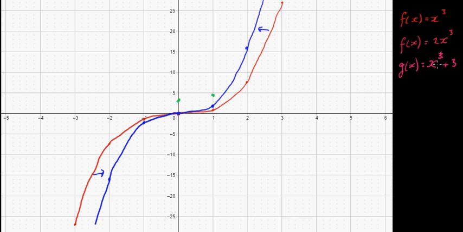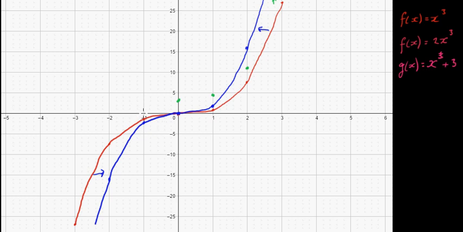2 cubed here was 8, add 3, and we end up at 11. Sorry, 2 cubed is 2 times 2 is 4, 4 times 2 is 8, add 3, we get 11, yep, so we're going to end up here. And 3 cubed then is 3 times 3 is 9, 3 times 9 is 27, add 3, we get 30, so we're going to end up here somewhere just off the screen. It's going to be up here somewhere.